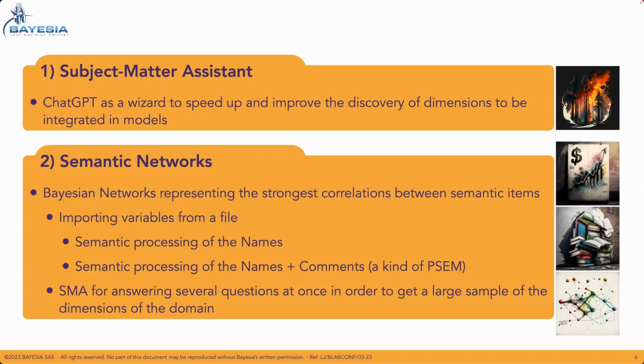And the very last example will be about using the SMA, again, the subject matter assistant, for finding what are the nodes that we have to use in order to have a large sample of the dimensions of the domain. And then, same thing, we are going to learn the relationships between these dimensions, right? So here I'm going to use 4 videos. I had to do videos because we never know. I don't want to have any timeout in my presentation or an outage of ChatGPT.